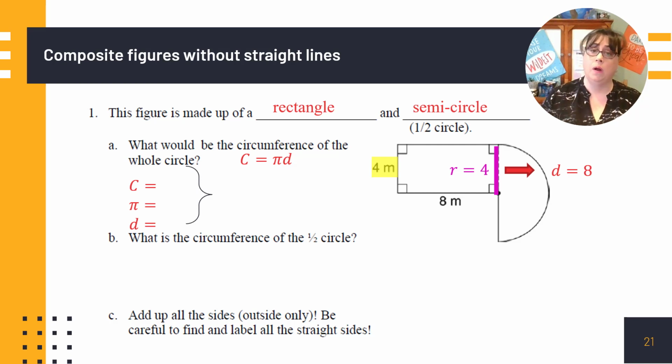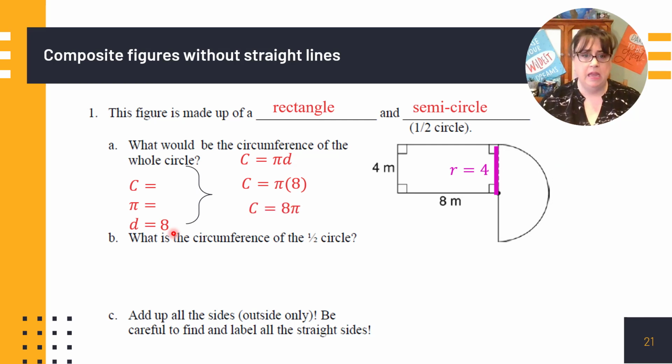Remember, 2r, 2 radius, equals 1 diameter. So I fill that in right here with my diameter of 8. I'm just keeping track of things as I find them. So I can put that in, that I have circumference equals 8 pi, and we write it 8 pi because that makes more sense. So let's go find the circumference of half the circle. How do we go do that? Well, we take half the circumference.